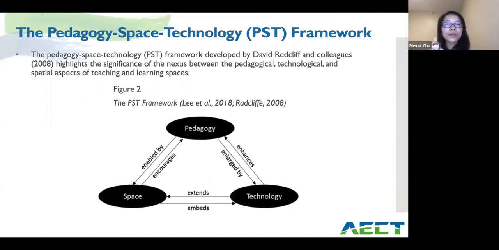The framework that we use in this study is the Pedagogy, Space, and Technology framework developed by David and his colleagues in 2008. It highlights the significance of the relationship between the pedagogical, technological, and spatial aspects of teaching and learning space. As you can see in Figure 2, the three elements are interrelated with each other. For example, technology can enhance pedagogy, and pedagogy could be enlarged by technology.